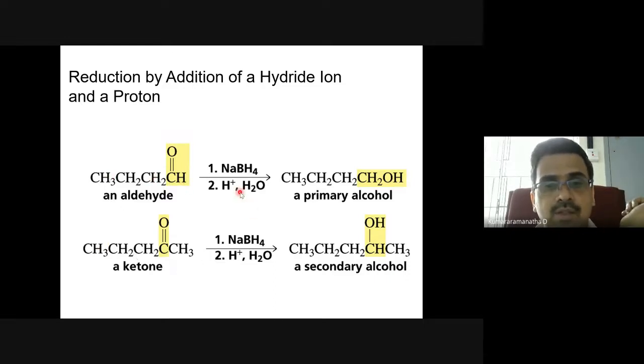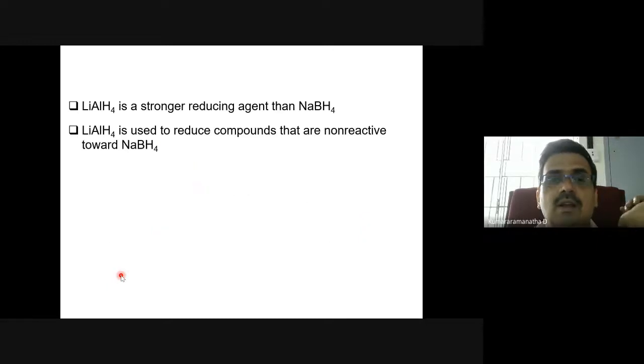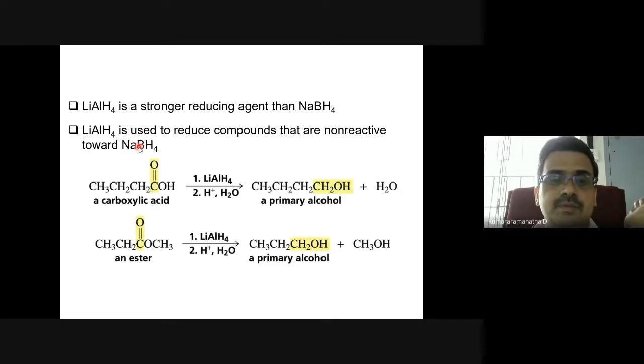So you have an aldehyde, with sodium borohydride you can form alcohols. A secondary alcohol you can get from a ketone using sodium borohydride. And lithium aluminum hydride, as you are already aware, is a stronger reducing agent. You use lithium aluminum hydride when you are not able to reduce using sodium borohydride, or if the substrate is non-reactive toward sodium borohydride. So for example, you have a carboxylic acid, you can form the corresponding primary alcohol. You have an ester, you get the corresponding primary alcohol.